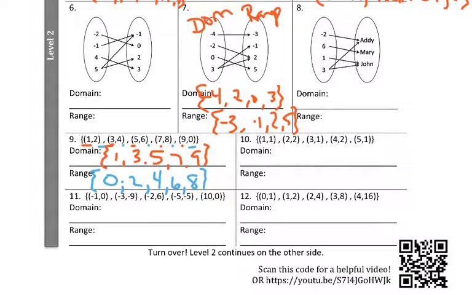And question 11, same idea. My smallest x value is right there, -5, then -3, then -2, -1, and then it jumps all the way up to 10.